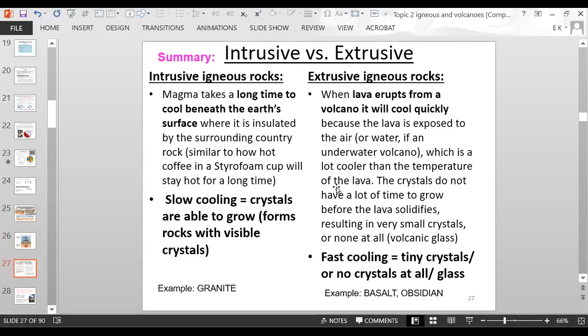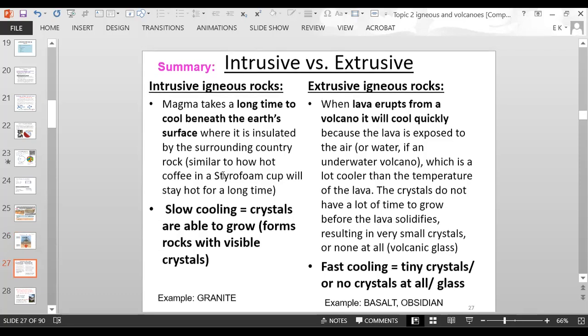And then here's a summary, excuse me, intrusive versus extrusive. So intrusive igneous rocks, the magma takes a long time to cool beneath the Earth's surface because it is insulated by the surrounding country rock. This is similar to how hot coffee in a styrofoam cup will stay hot for a long time because the styrofoam is insulating the coffee.